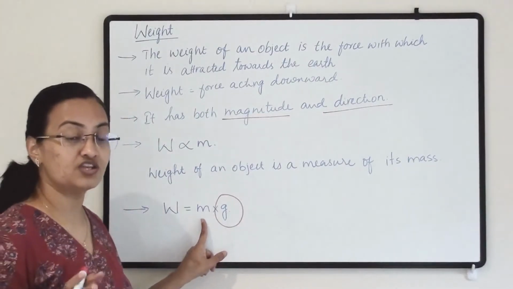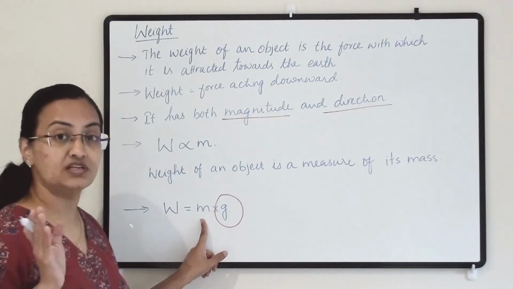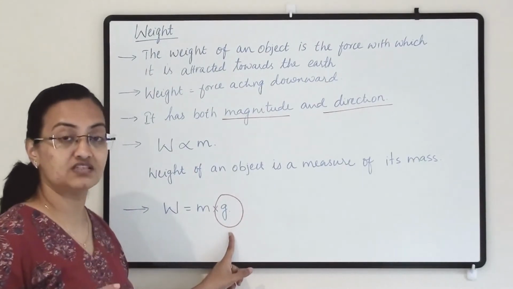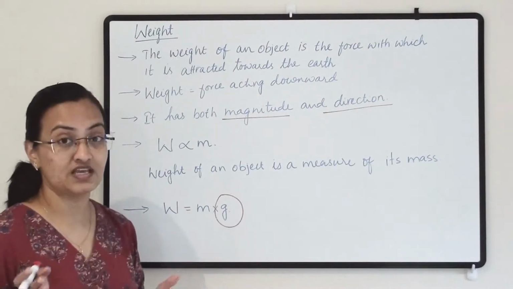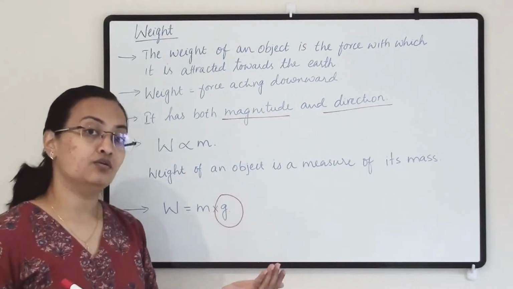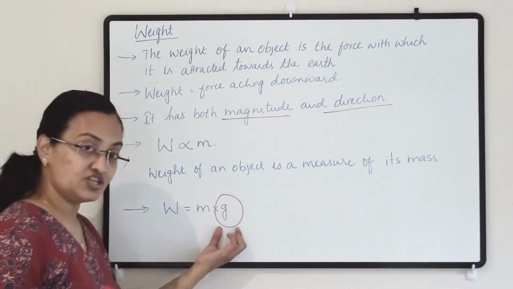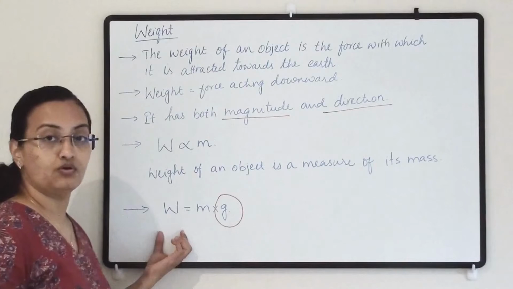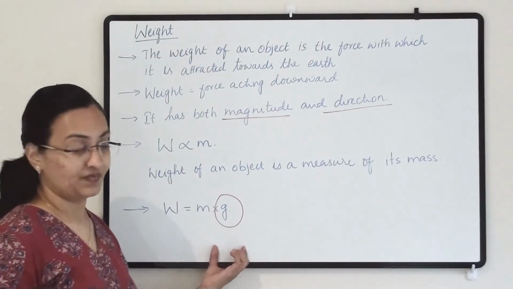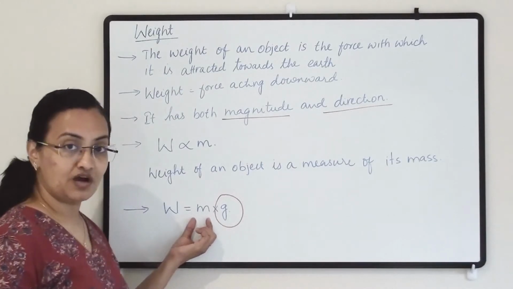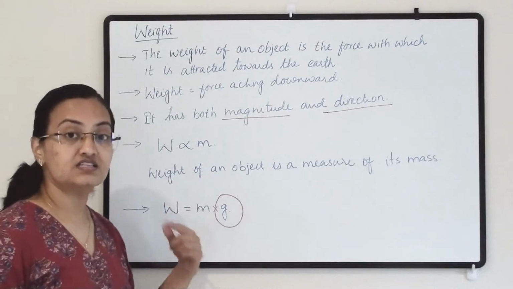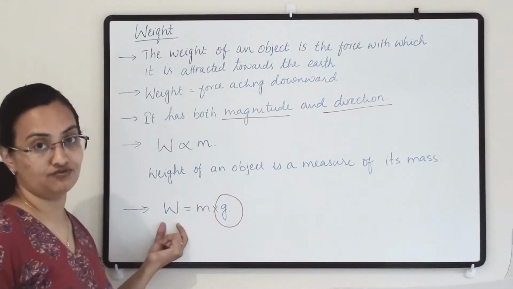Mass will not change from place to place. It will remain constant. Whereas g, which is acceleration due to gravity, will change from place to place. It will be different at the equator, and it will be different at the poles. So as g changes, the weight will also change. So weight also depends upon g. Whereas it depends upon the mass, but mass is a constant quantity. So as g differs, the weight will differ.